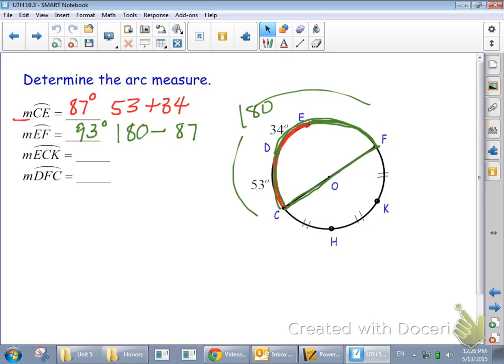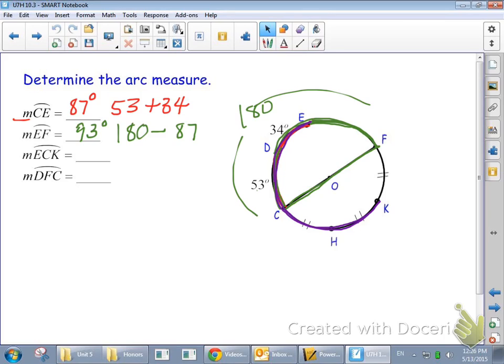The measure of ECK. So ECK is a major arc. It's going to go purple here. ECK. So I start at E, and I go through C all the way to K. So I'm looking at this arc here.